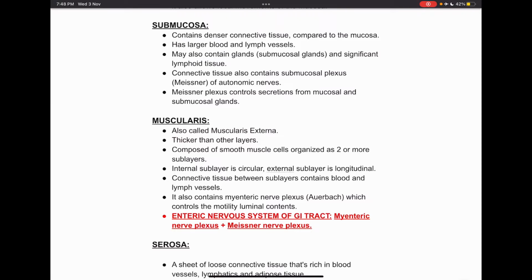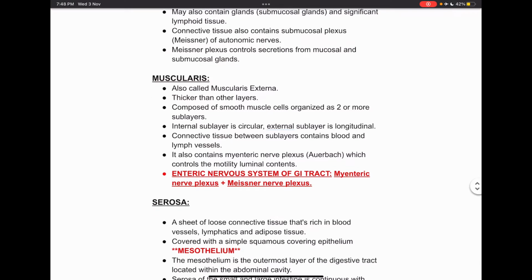And في كمان بالسبmucosa المyoclonic plexus or the submucosal plexus. And the submucosal plexus controls the secretions from the mucosal and submucosal glands. Thirdly, عندنا muscularis, which is also called the Muscularis Externa.